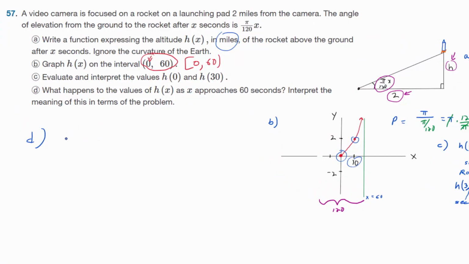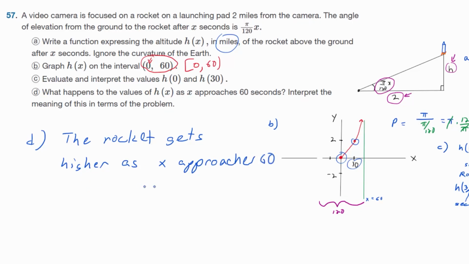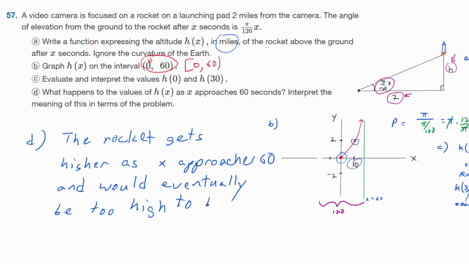So the rocket gets higher as x approaches 60, and would eventually be too high to track, and the model breaks down because the rocket doesn't get infinitely high.